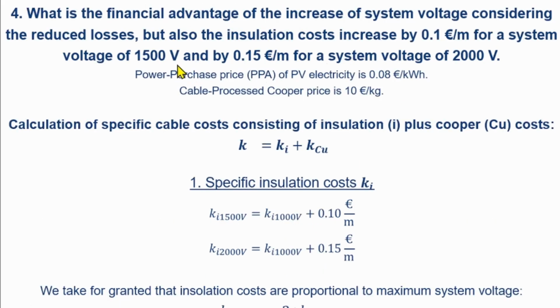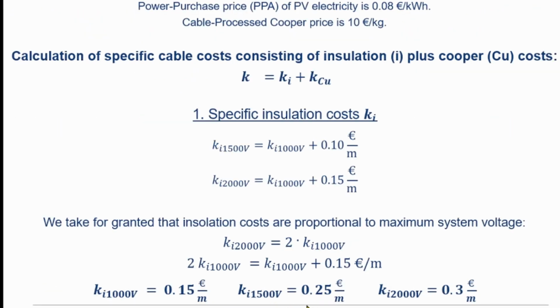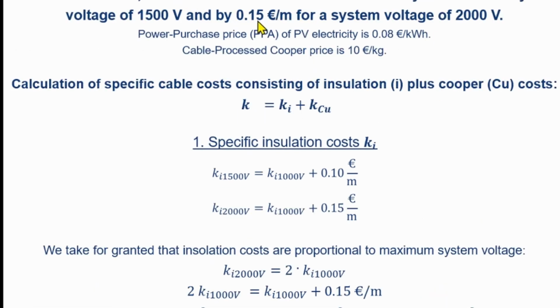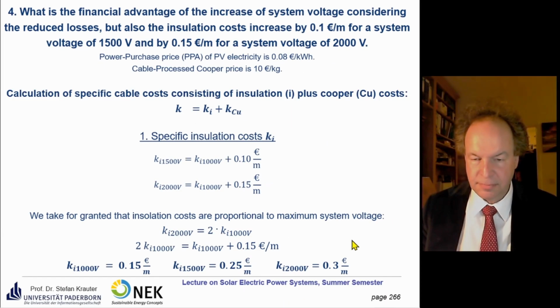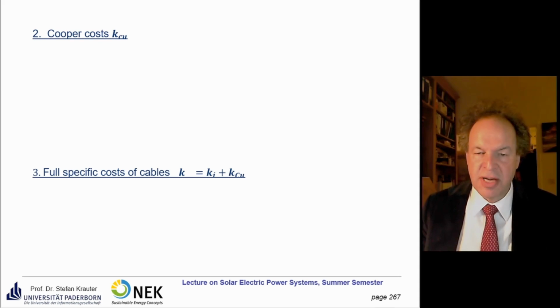Then we know that we increase the cost by 0.1 euro per meter. So the cost of the insulation for 1000 volts is 0.25 euro per meter. And for 2000 volts, we know already it is 2 times the cost of 1000 volts. So it's 0.3 euro per meter, or we calculate it by an increase of 0.15 euro per meter, so 0.15 plus 0.15 is 0.3 euro per meter. That's our insulation cost. So we come to the copper costs, the next task.